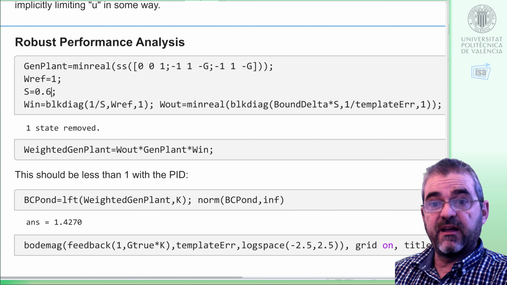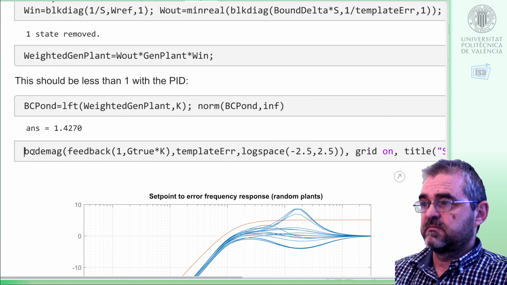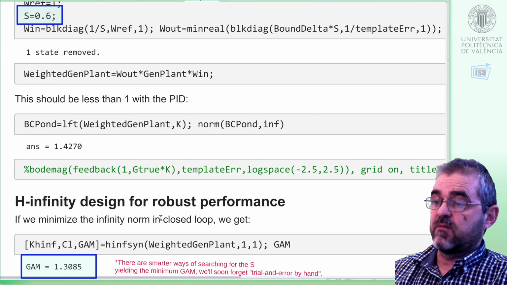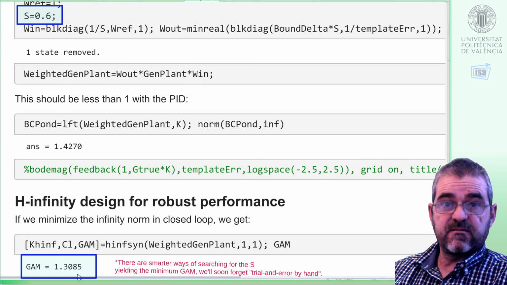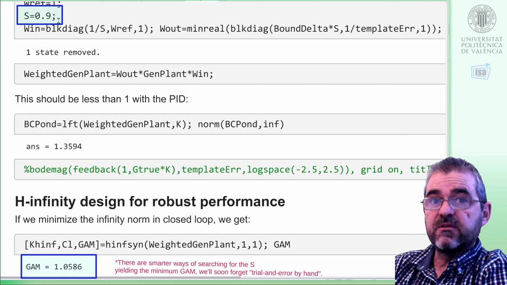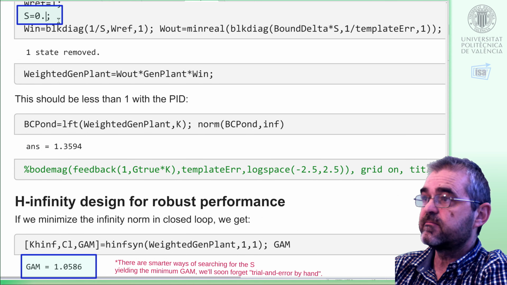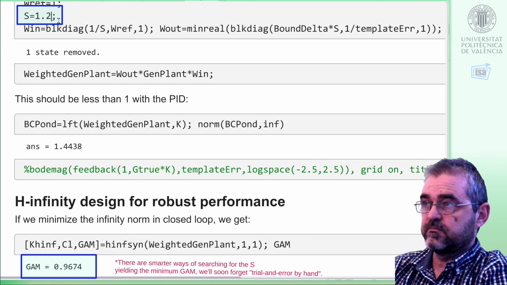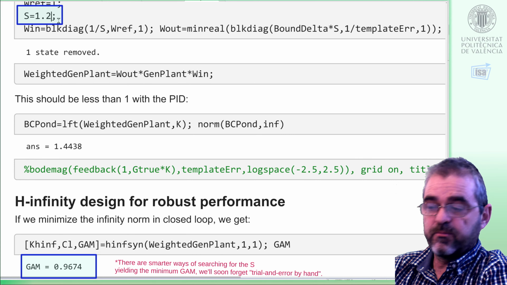However, with our H-infinity controller, let me comment this, the multiplier of 0.6 is not good, but 0.9 is almost there. 1.2 proves it.